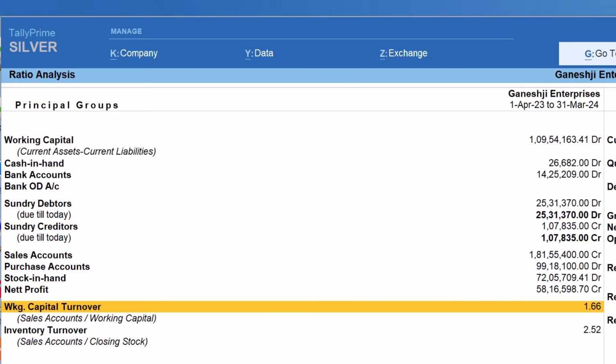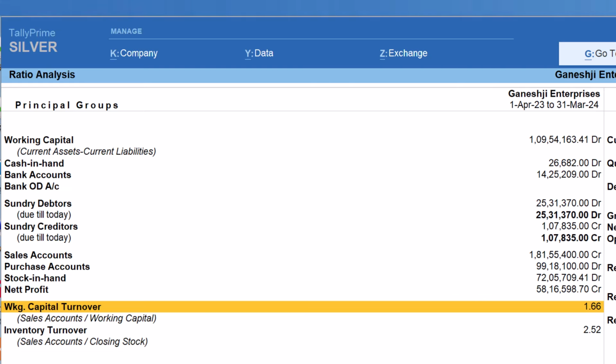So what does it mean? The formula says sales account divided by working capital. So the total sale is 1.81 crore divided by working capital 109,54,163. So it says that it is 1.66 times. So how do we understand this? Let me put this in a simple example for us to understand.